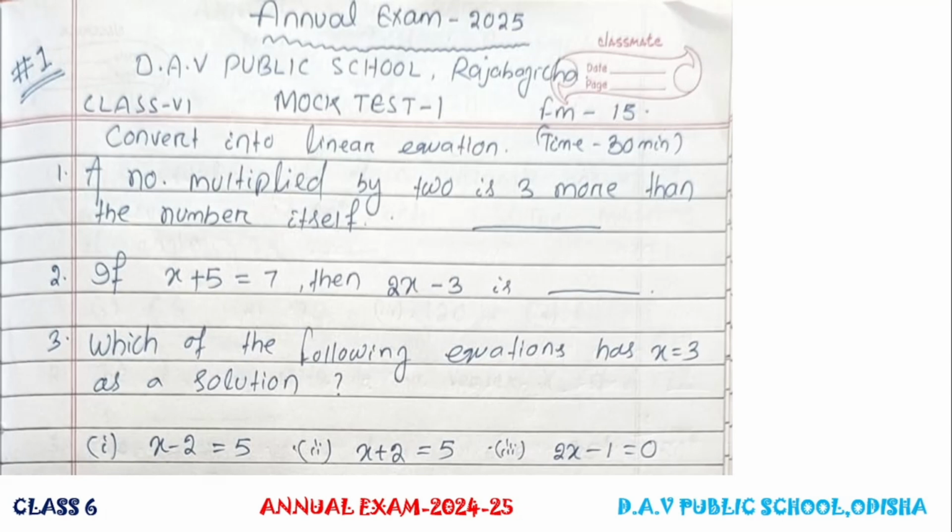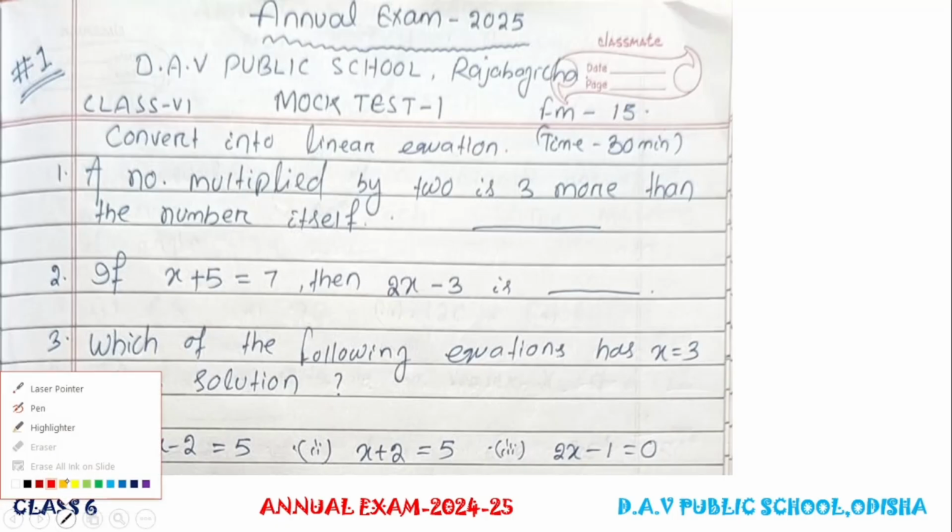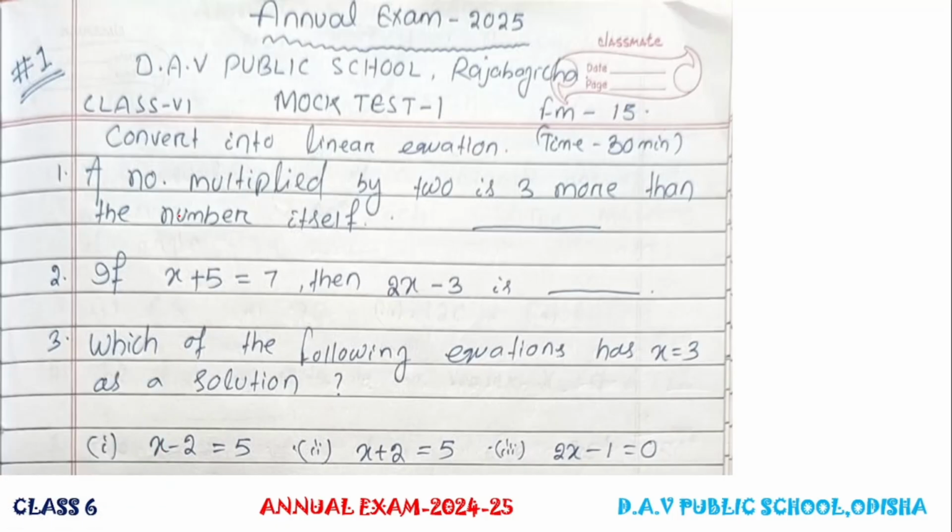Today we solve the chapter linear equation. First, question number 1. A number multiplied by 2 is 3 more than the number itself. Suppose the number is x, multiplied by 2 means 2x, is means equal to 3 more than the number itself. So x plus 3, because more than means plus. So the answer is 2x equal to x plus 3.